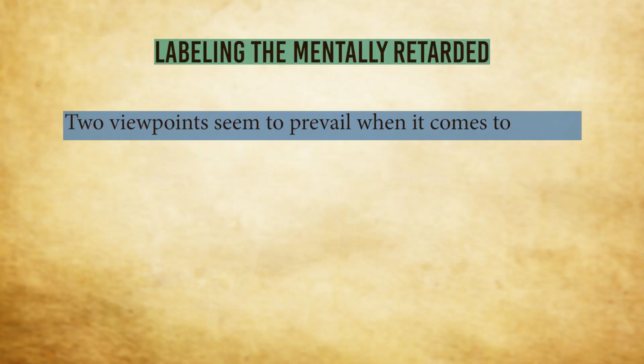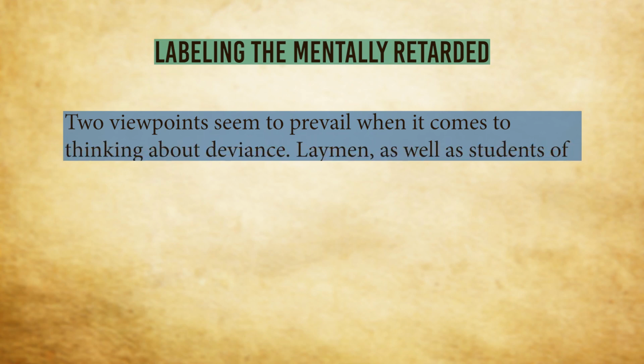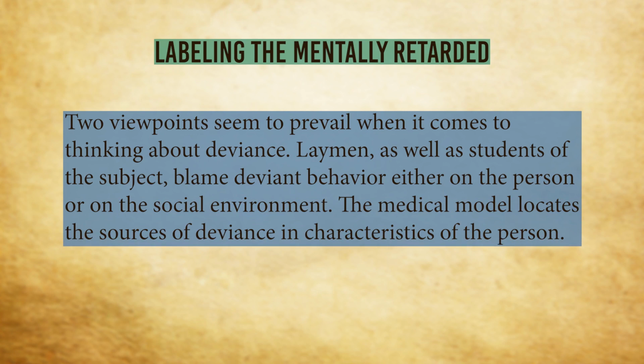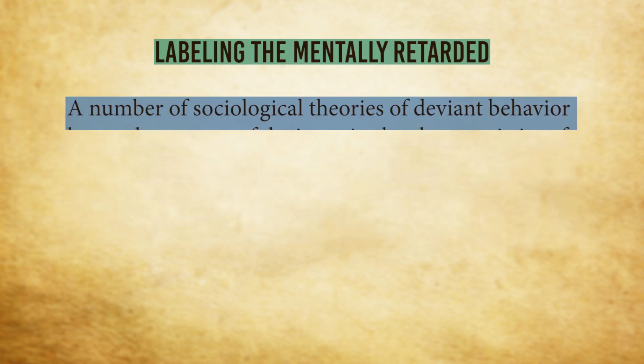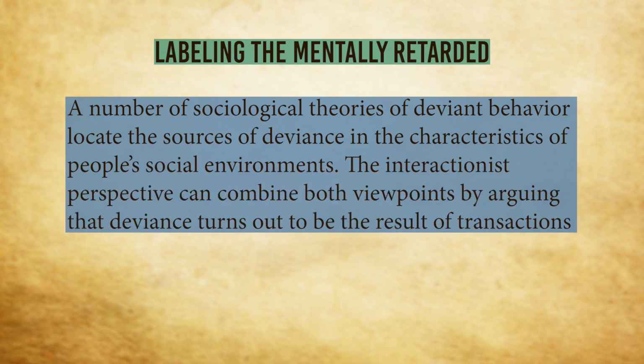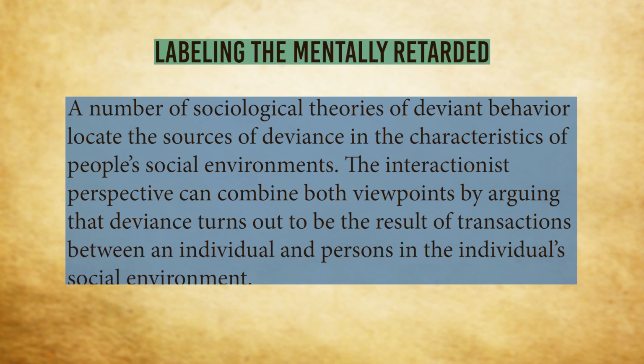Labeling the mentally retarded. Two viewpoints seem to prevail when it comes to thinking about deviance. Laymen as well as students of the subject blame deviant behavior either on the person or on the social environment. The medical model locates the source of deviance in characteristics of the person. A number of sociological theories of deviant behavior locate the sources of deviance in the characteristics of people's social environment. The interactionist perspective can combine both viewpoints by arguing that deviance turns out to be the result of transactions between the individual and the persons in the individual's social environment.